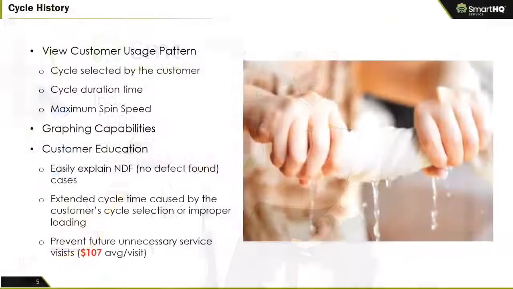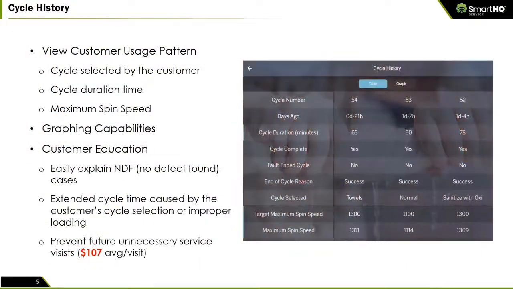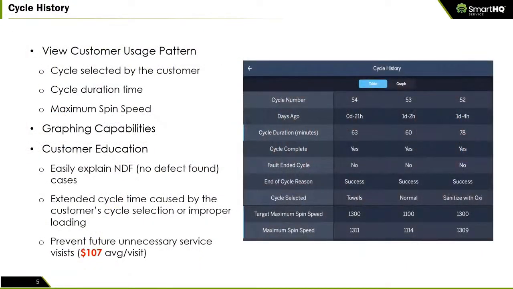And the second time you have to go out there for the same thing, it's on your own time, on your own dime. So what cycle history allows you to do here is to view the customer usage pattern, right? This feature will actually display the last 10 cycles on washing machines. But obviously, to not clutter up the presentation too much, I'm only displaying the last 3 for this purpose. So here's what you can actually get from the cycle history feature.